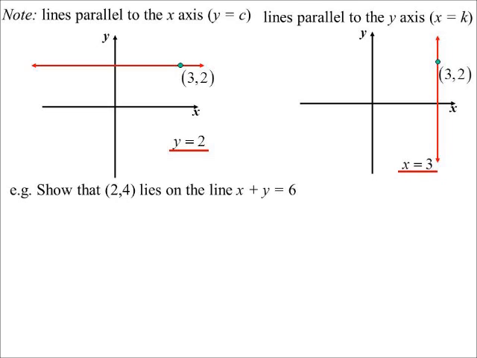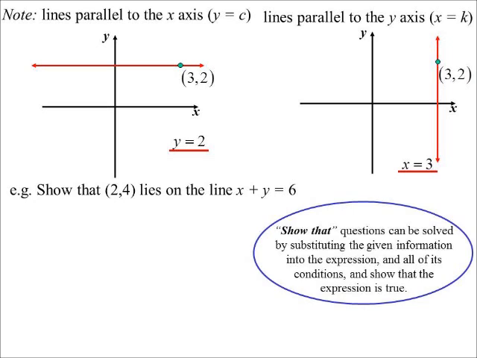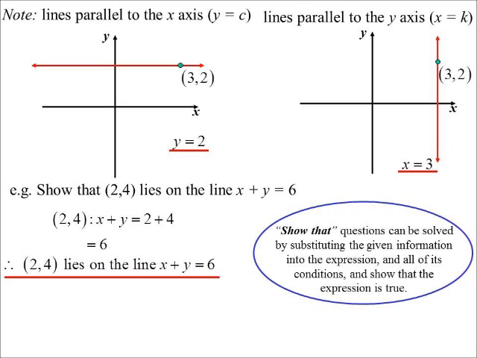Show that. We often get questions in maths which simply say, show that. All you really have to do is show that it works, that this is indeed true. The best way of showing that is just to substitute straight in. We just have to show that x plus y is equal to 6. So x plus y, well, hang on, that's 2 plus 4. Oh, what do you know, that equals 6. So yes, it is true, it does work, therefore (2, 4) lies on the line.